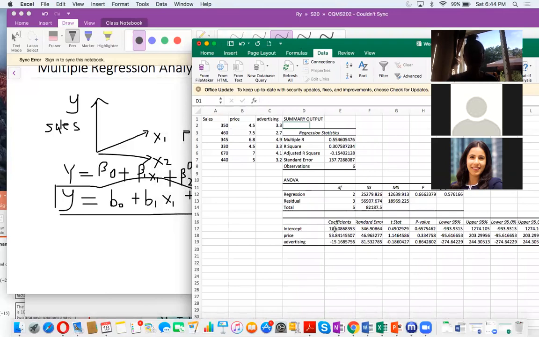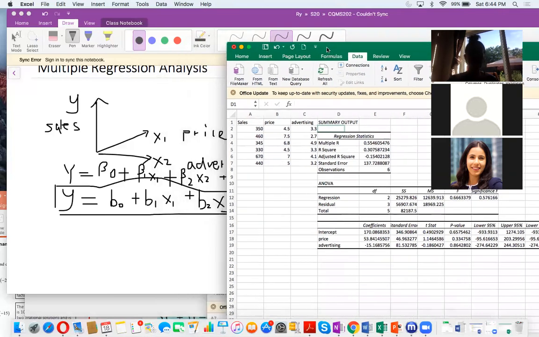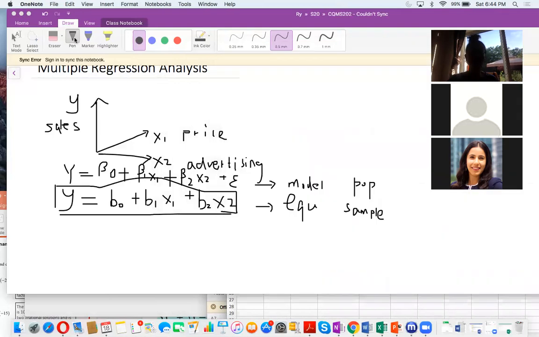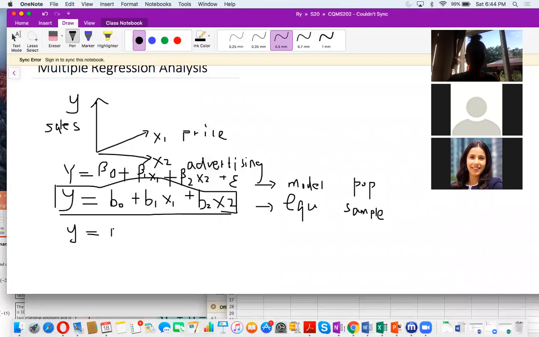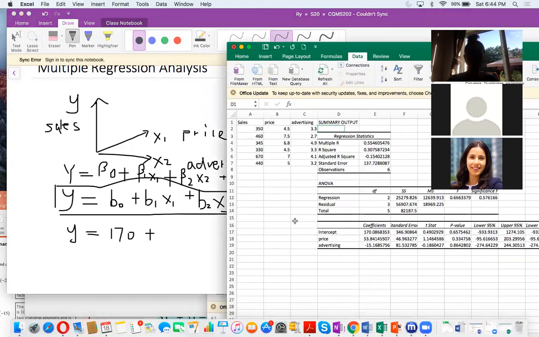Okay, you see my B0 is 170. The slope for price, B1, is 53. Advertising is negative 15, okay? So I'm going to write down my answer here. So sales, Y, equals B0 is 170 and B1 is 53.